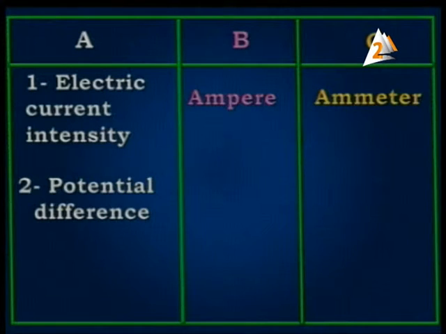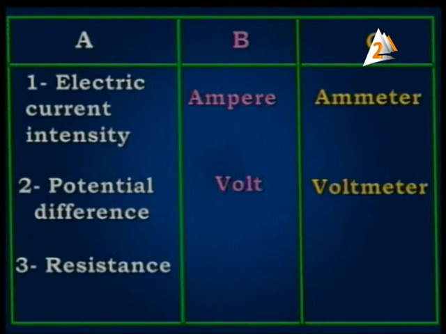Number 2, we have potential difference. Potential difference is measured by volt. Volt here means the measuring unit of potential difference. And we have the device called voltmeter. Number 3, we have resistance. Resistance means opposition of the electric current inside the wire. So here this is called ohm as a measuring unit of resistance. After that we have ohmmeter. It is very easy to know the device that measures each one of them.